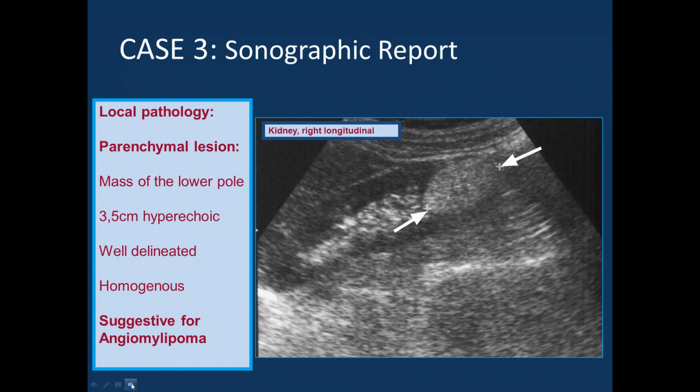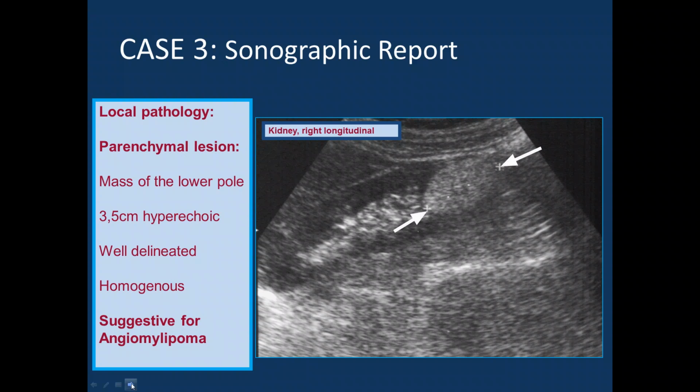So let's move on. This lesion, well delineated and homogeneous, in the lower pole of the right kidney, is very suggestive for angiomyolipoma. This is very classical and much more classical if it would be smaller. And this typical lesion can be proven to be benign in what circumstance? What is the next investigation we would do?